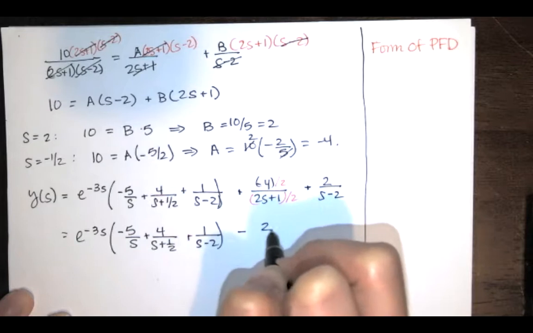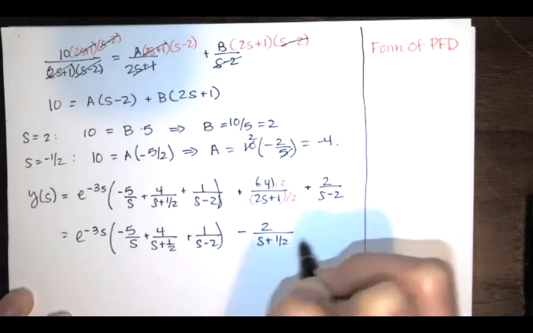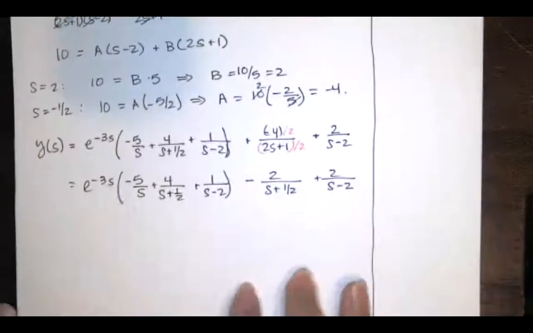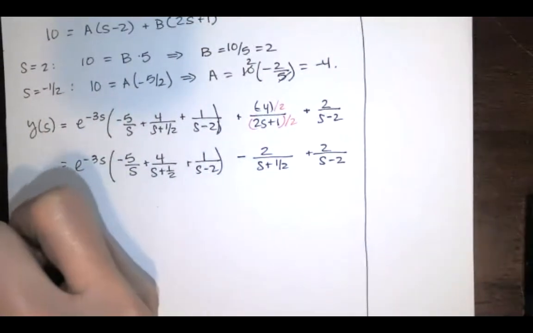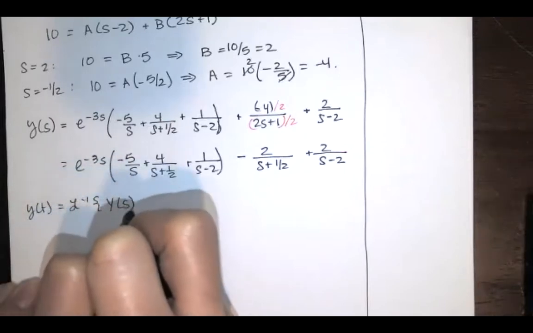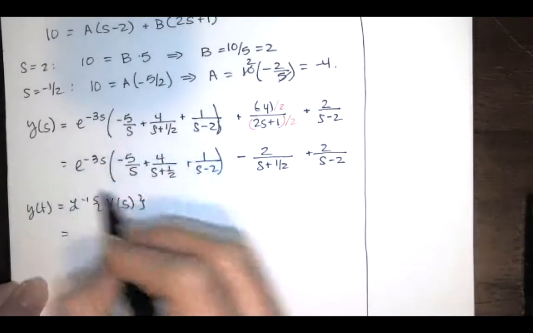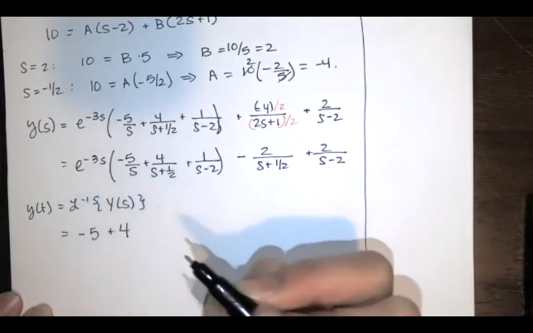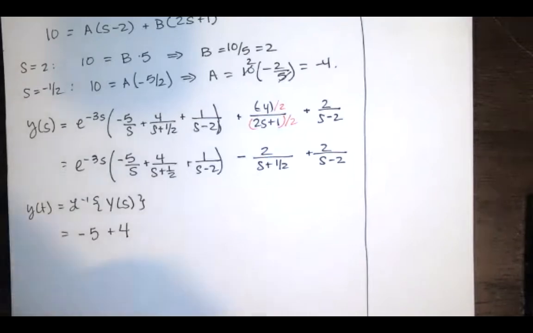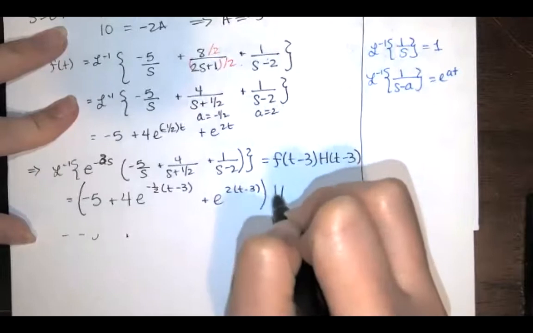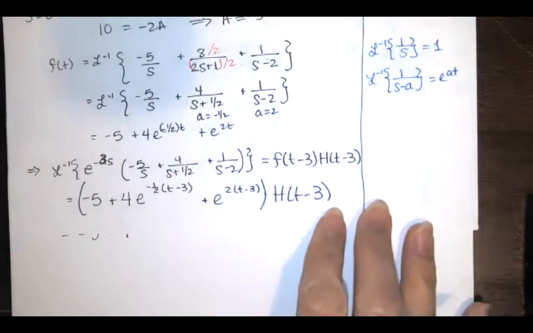So we can say -2 over s plus 1/2, plus 2 over s minus 2. And we'll take the inverse transform of this whole thing to get little y of t back. So this first piece we've already done. It was -5 plus 4. Oops, I forgot earlier, it's all of this times the Heaviside function at t minus 3. There we go. Sorry about that.